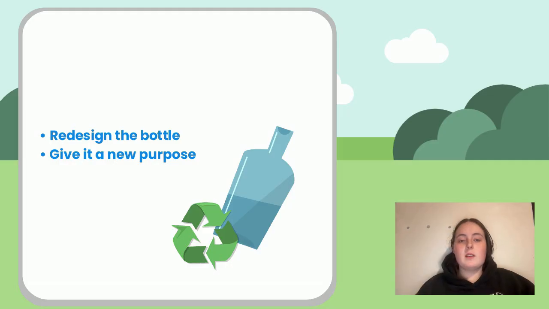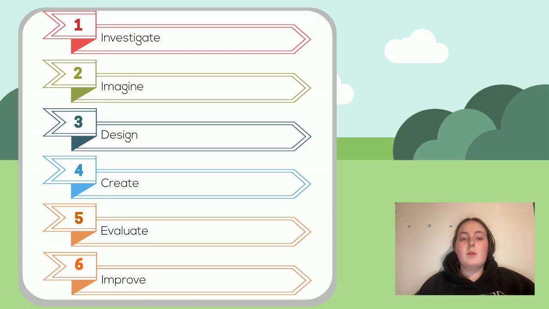Students would first investigate the bottle's original purpose, its materials and properties, and what happens to plastic when we dispose of it. They would then move through a design process of researching the problem, generating and communicating ideas, producing a solution, and evaluating and improving their design.